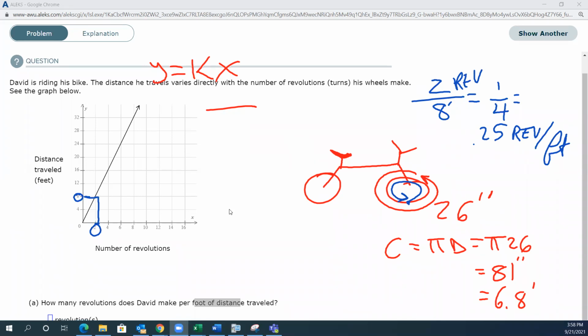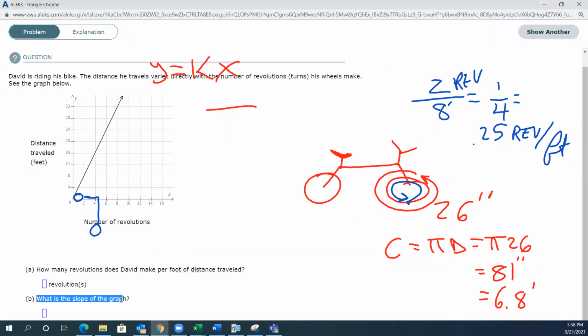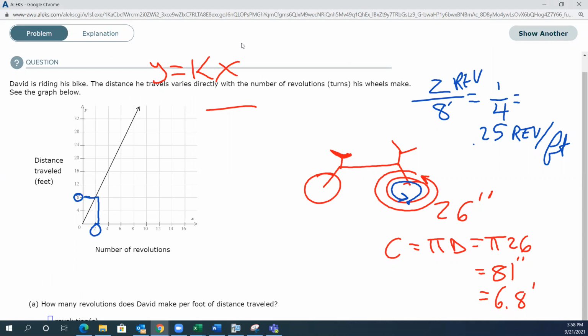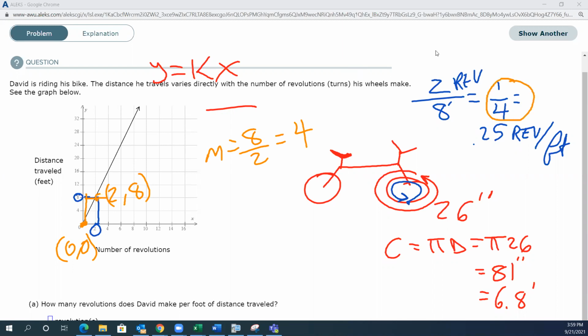Okay. Part B, what is the slope of the graph? Well, I don't know. I guess we could work on that, I suppose. Let's do a different color here. What is the slope? Well, we've got this point of 0, 0, and this point of 2, 8. So we're going to rise 8 and we're going to run 2, which is 4, which is just what we got over here flipped over.